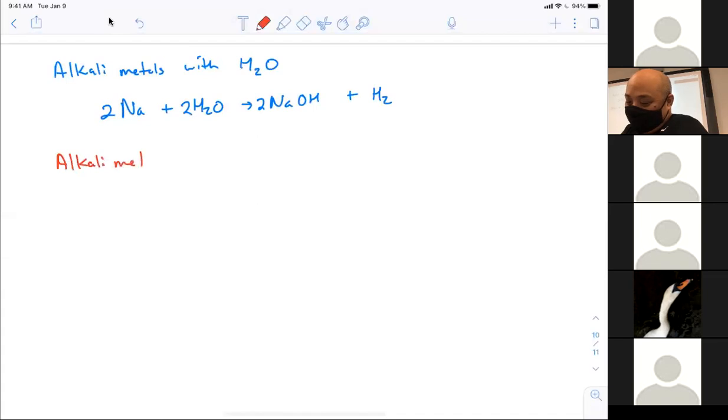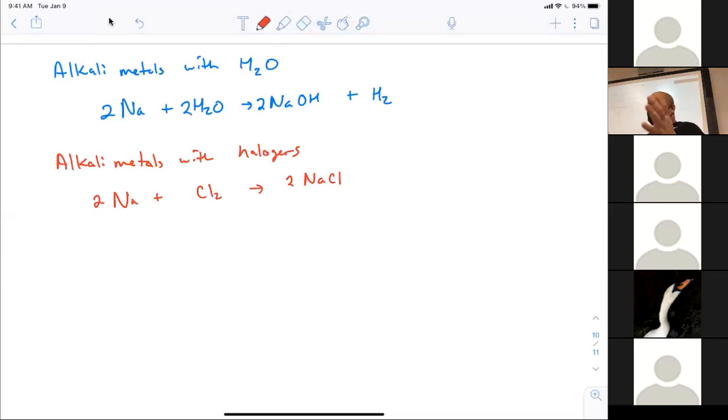Alkali metals with halogens. So with this, essentially all you're showing is a synthesis of the halogens here. So you're combining a halogen with an alkali metal to form a salt. Sodium chloride in this case. Yeah, synthesis.